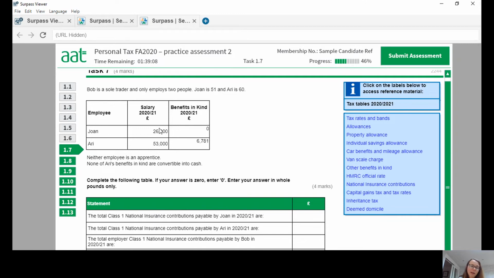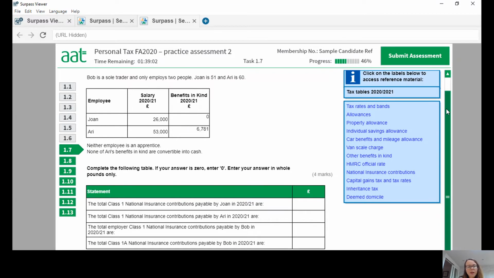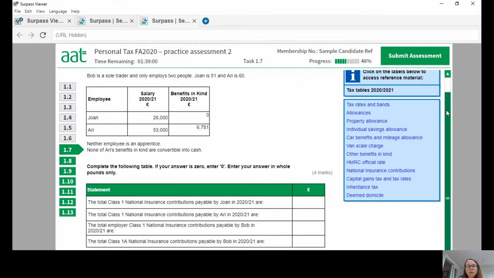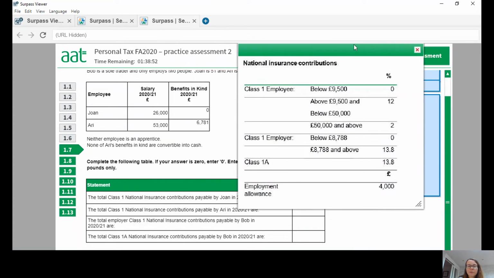Right, so again, quite nice. They've given us a gross annual salary. There's no fiddling about with months. There's no fiddling about with directors. So the total class 1 national insurance contributions by Joan. So I can never remember the rates for this, so I would need my reference material.